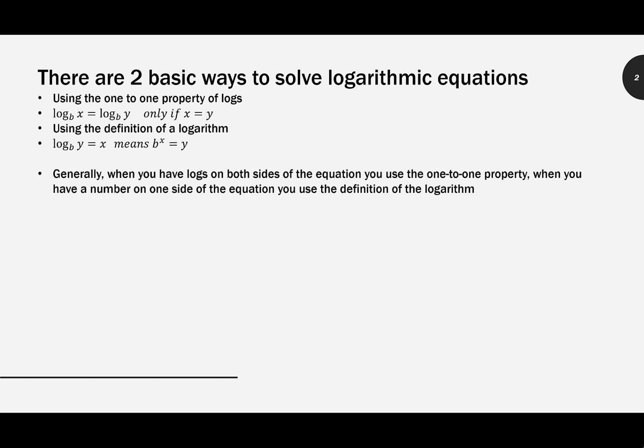Generally, when you have logs on both sides of the equation, you're going to use the one-to-one property. When you have a number on one side of the equation, then you're going to use the definition of logarithm. And when I say a number on one side, I mean just a number, not a number in a variable, or a number times a log, but just a constant on one side and everything else on the other.